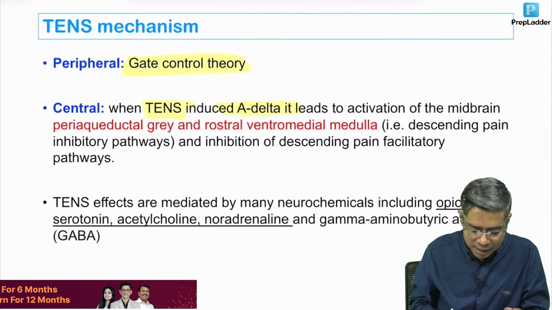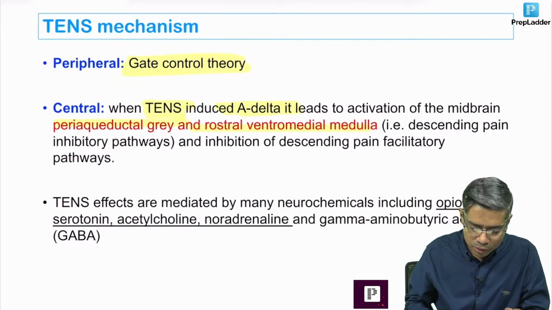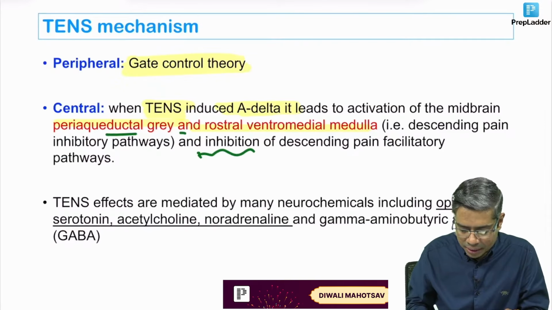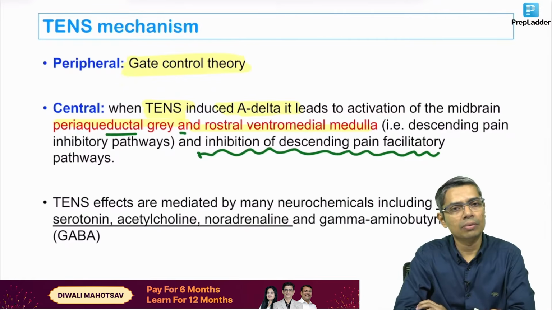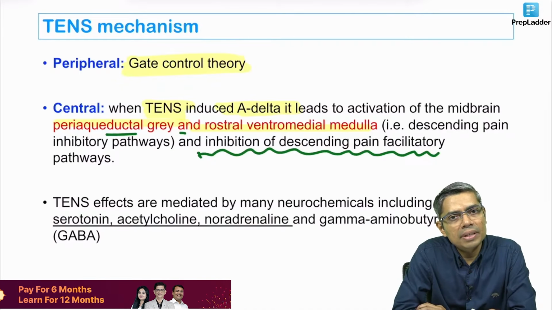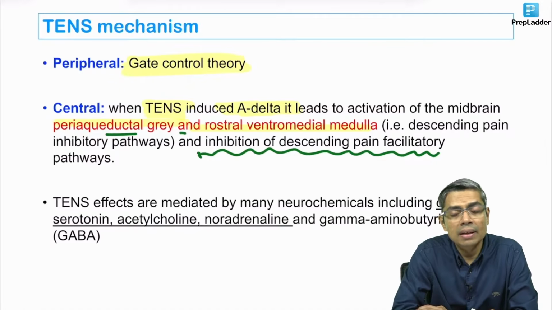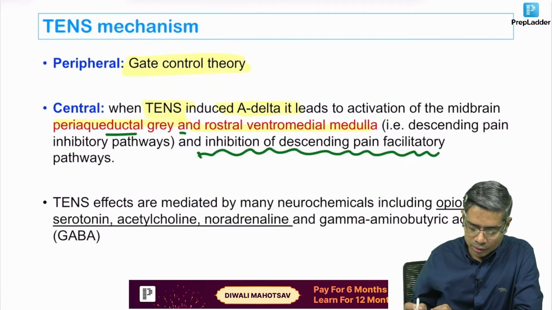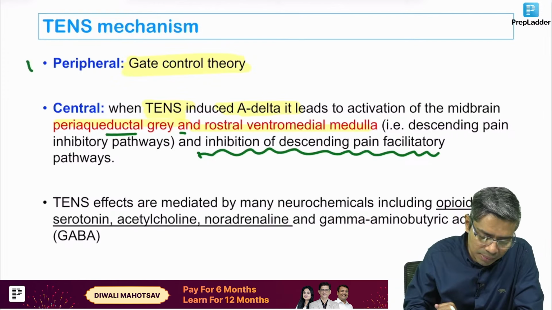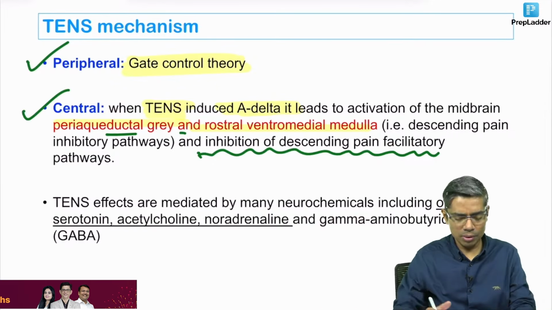That will activate the periaqueductal gray matter and rostroventral medulla, and you know that these two areas are the descending pain inhibition pathway. So additionally, this periaqueductal gray matter and this rostroventral medullary area will be activated, and they will also suppress the pain pathway at the level of the spinal cord. So that's why you have to remember that the peripheral mechanism is also there for TENS and the central mechanism is also there for TENS.